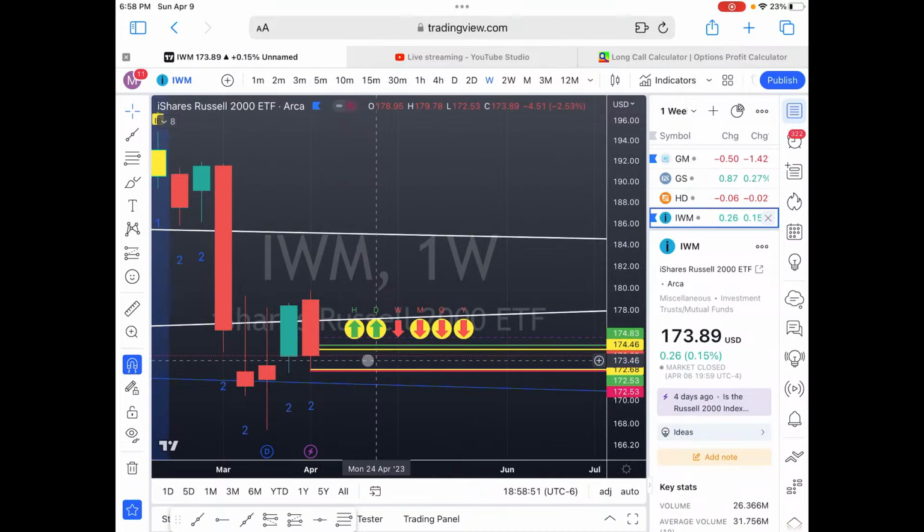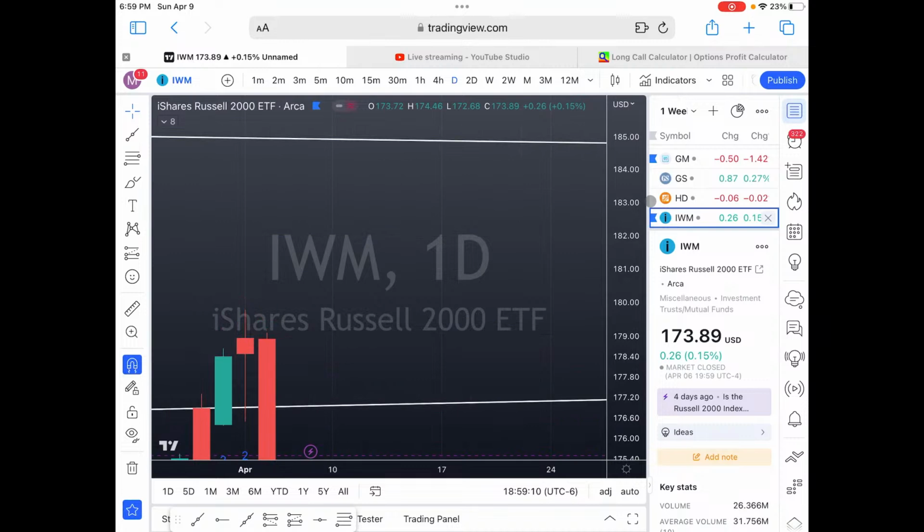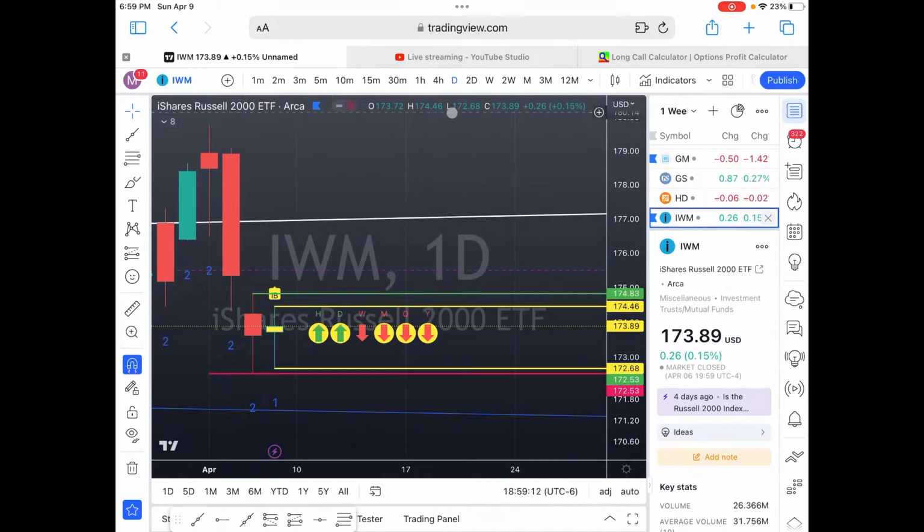IWM also has an inside bar on the daily. If we trigger the daily to the downside, we are likely triggering to the downside on the weekly as well to go 2 down on the week. So we can look for puts on IWM at 172.53. So again, if you're looking to swing this, it's not a huge difference. Okay, it's not a huge difference here, but you could get in on the daily instead.